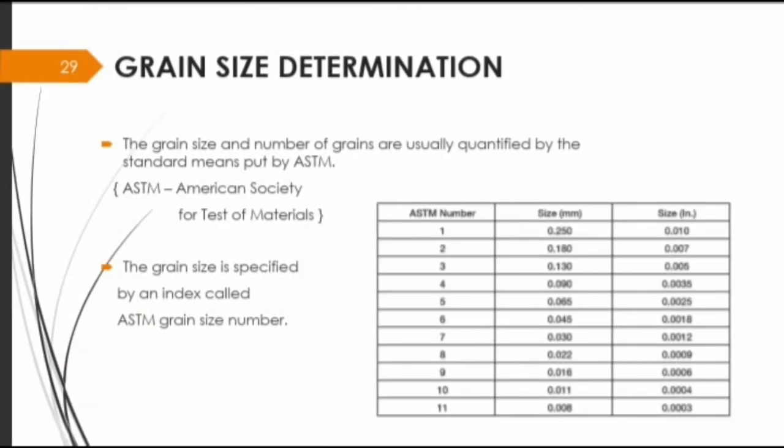Now, the grain size and number of grains are usually quantified by standard means by the American Society for Testing of Materials, which is known by the short form ASTM. And this grain size is specified by an index called ASTM grain size number. And this is a table showing a standard comparison chart for ASTM number.